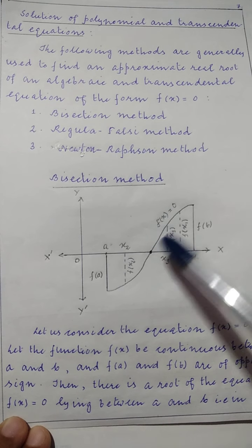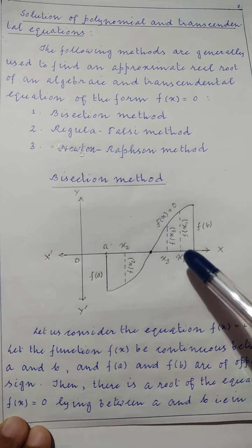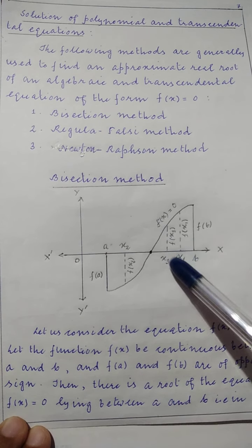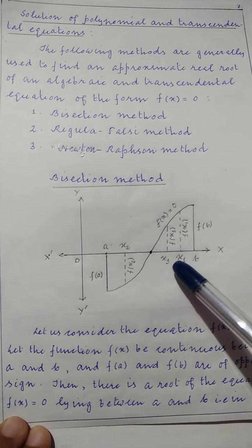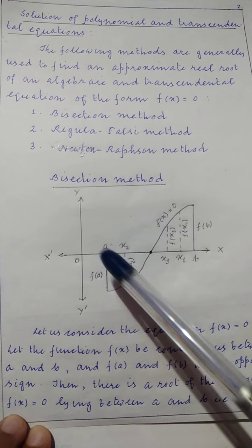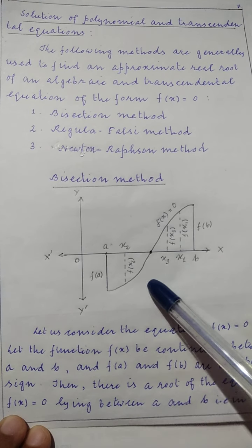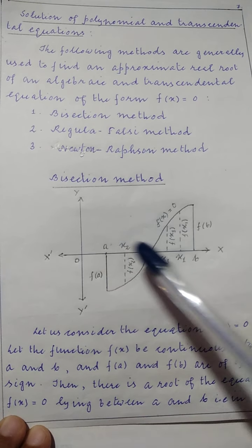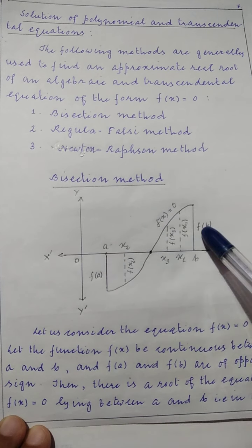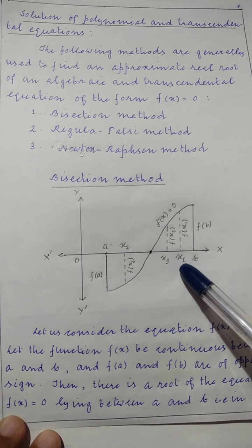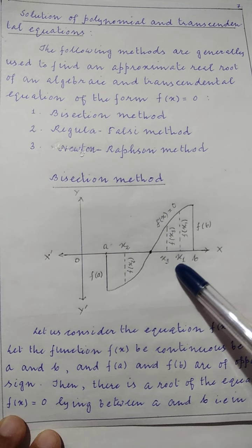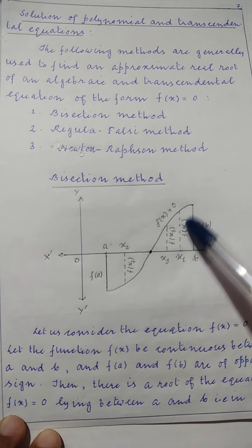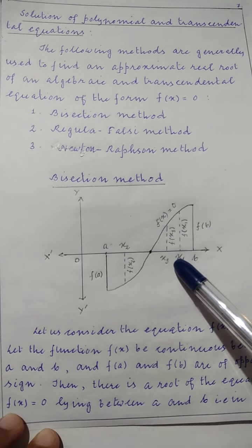So how do you find out the approximate root of this equation? Suppose this x1 is the approximate root of this equation. So the expression for x1, how do you find out? It is (a plus b) divided by 2. That means we bisect this interval ab. So (a plus b) divided by 2 will give you the first approximation, and that point is given by x1. Now if f of x1 is 0, then x1 is the root of the equation.